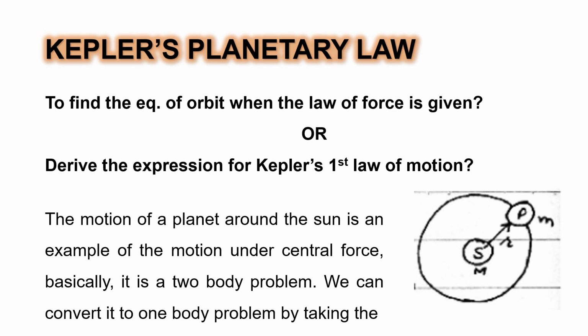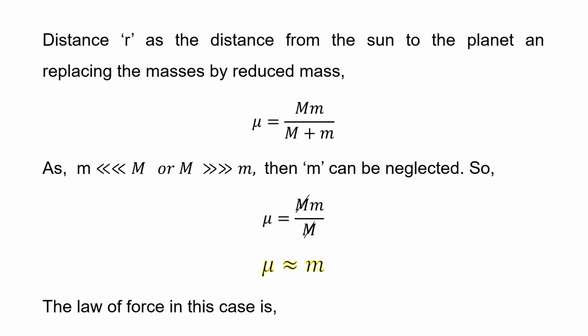We find the equation of the orbit when the law of force is given. The motion of a planet around the sun is a motion under a central force. Basically, it is a two body problem. We can convert it into a one body problem, taking r as the distance of the sun to the planet and replacing the mass by the reduced mass, mu equal to capital M small m over capital M plus small m.